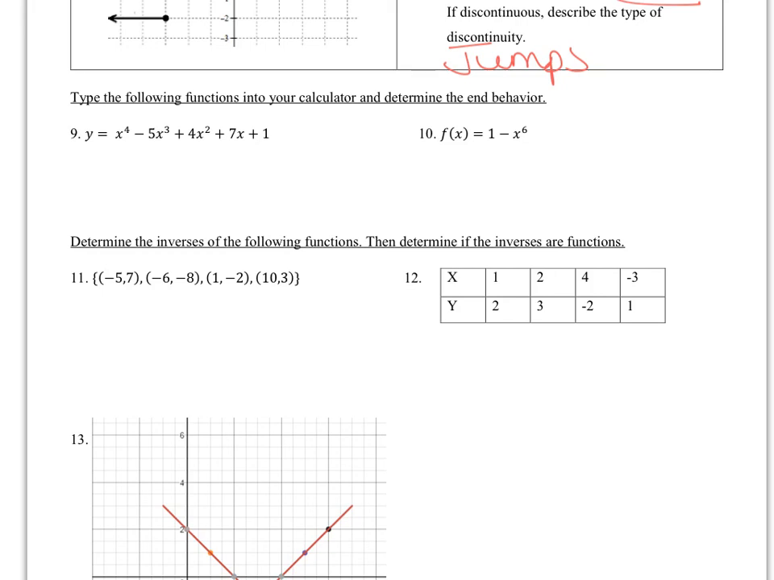So I'm going to clear out my screen, hit y equals, clear that out, and type in x to the 4th power, hit the right arrow, minus 5x to the 3rd power plus 4x squared plus 7x plus 1. I'm now going to press zoom 6 so we can see it, and it takes a while for it to graph.